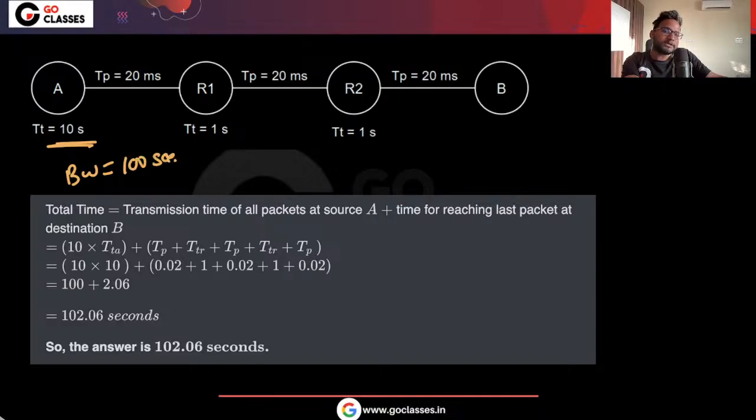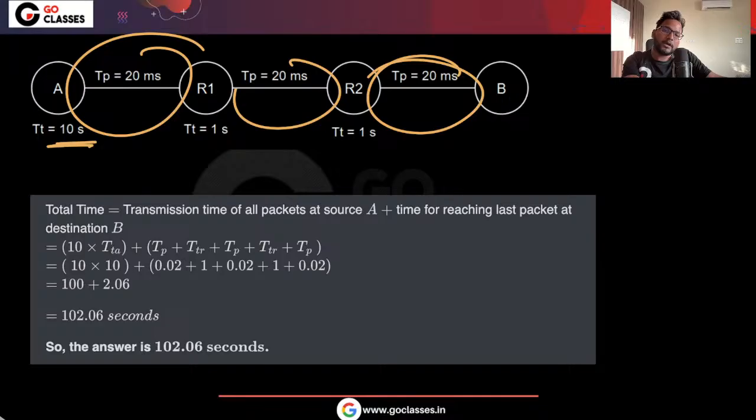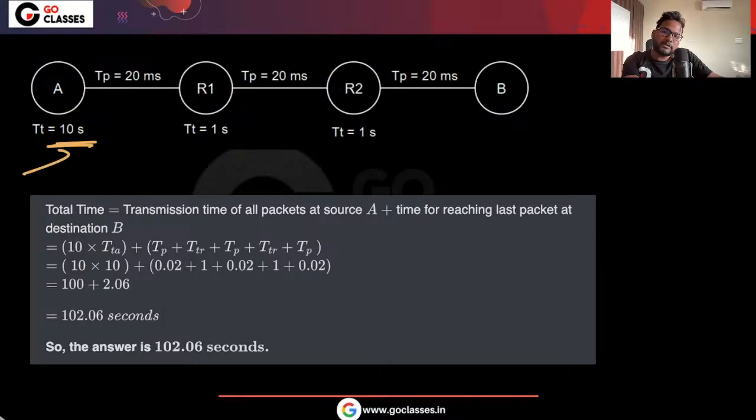And propagation time is given for the links. They are saying it is 20 milliseconds for each of the links. Now suppose you want to send 10 packets. I told you many times, in these types of questions, you take the transmission time of all the packets, and then just focus on the last packet.